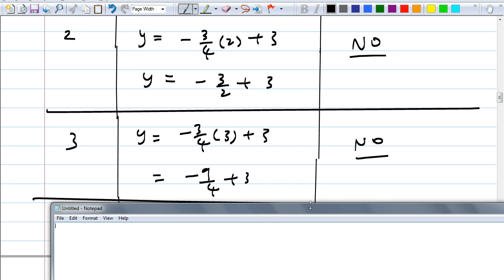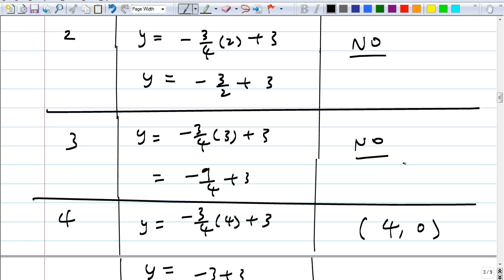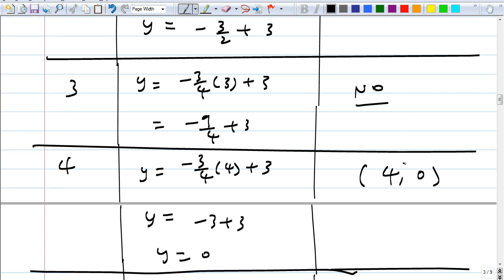But 4, does that work? Yes, this one works. Why does the 4 work? They cancel each other out. So as you can see, it gets 0. Do you guys see the pattern here? Look at the denominator. My denominator is 4.